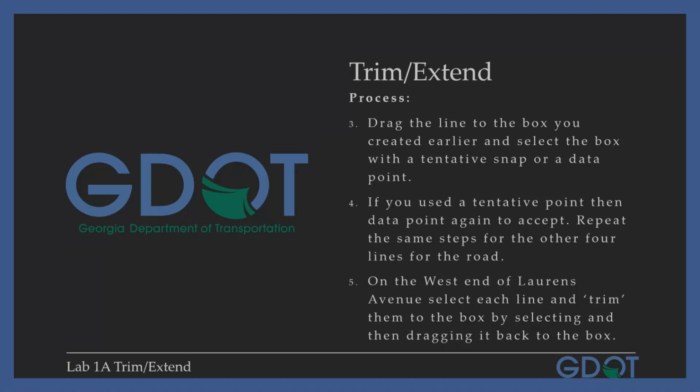Step 3. Drag the line to the box you created earlier and select the box with a tentative snap or data point. If you use the tentative point, then data point again to accept. Repeat the same steps for the other 4 lines for the roadway. On the west end of Lawrence Avenue, trim each line by selecting it and dragging the endpoint back to the boundary.